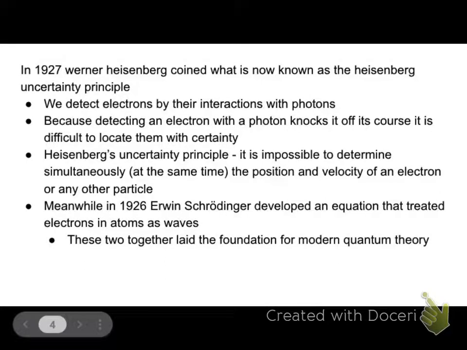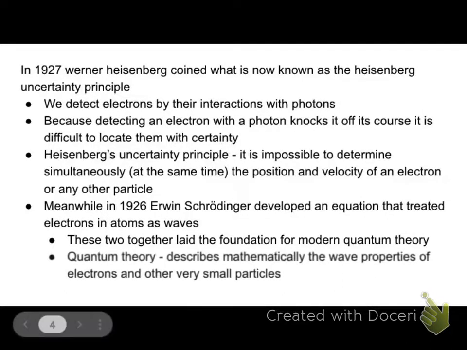And these two principles together, Schrödinger's equation and Heisenberg's uncertainty principle, formed the foundation for what we now know as quantum theory. And it's the modern theory of the atom. So it's our current best understanding of the structure of the atom. And it's mathematical. Quantum theory describes mathematically the wave properties of electrons and other similar very small particles.